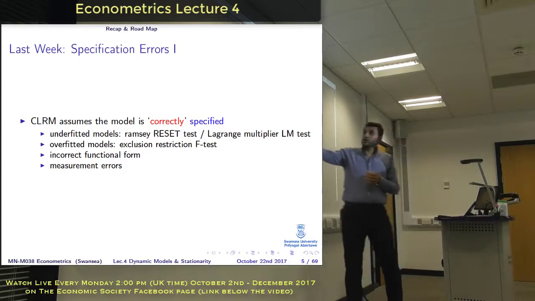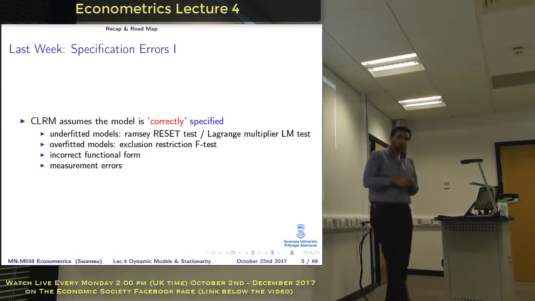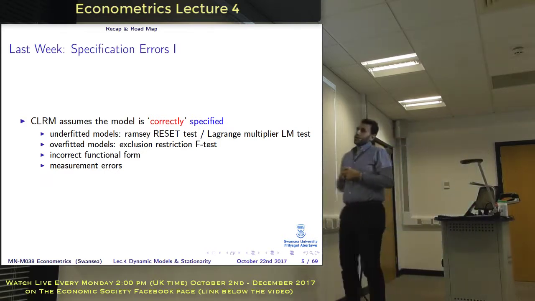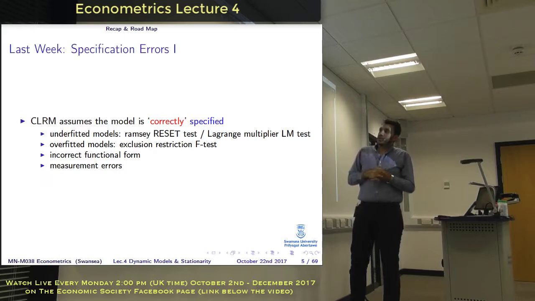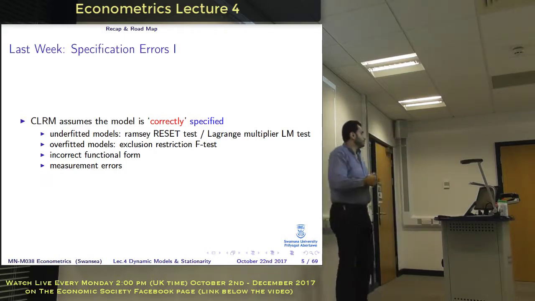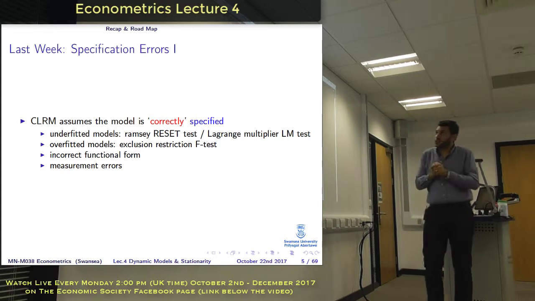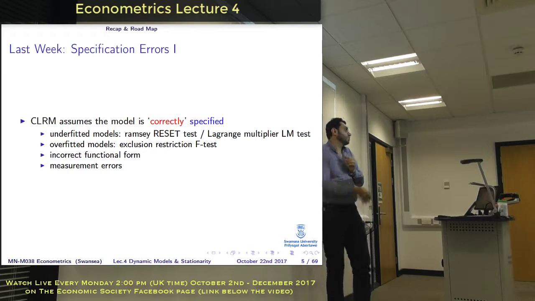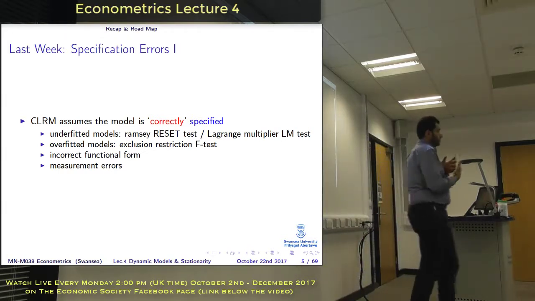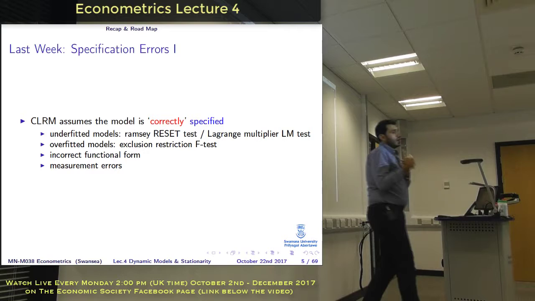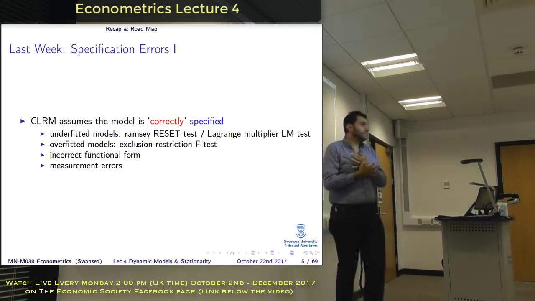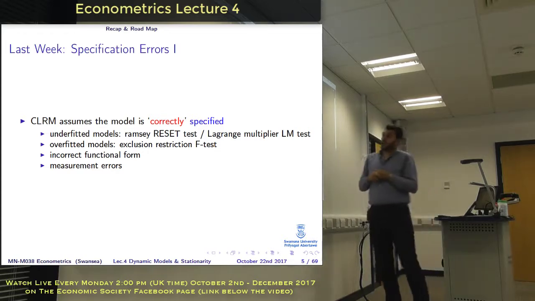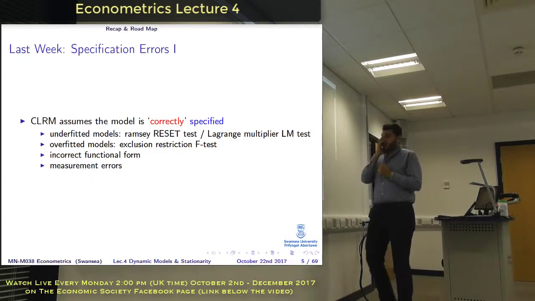We understand that the classical linear regression model assumes that the model is correctly specified, and we explained what we mean by correctly specified. We discussed four different cases where there's a problem with specification, so when we have specification errors. The first one is the underfitted models, where we have some omitted variables. There are some variables that are important and they should have been in the model, but for some reason they are not there. The effect goes to the error term, and that causes omitted variable bias, and we explained how to deal with that.